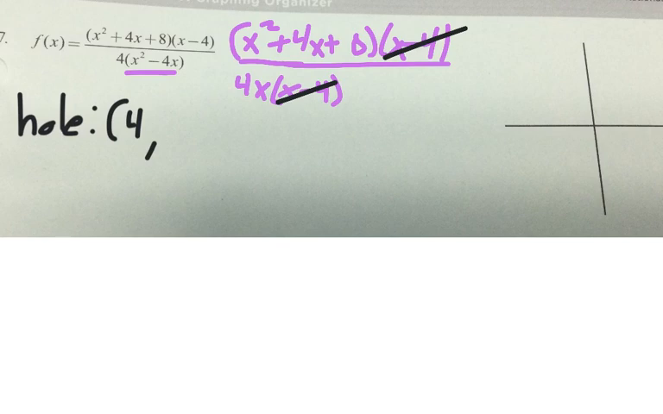Now to find the y value, we actually plug in 4 to everything that didn't cancel out. So if I plug in 4 here, that's going to be 16 plus 16 is 32 plus 8 is 40 over 4 times 4 is 16. So 40 over 16 is 2.5. So I'm going to have a hole in my graph at (4, 2.5). Good to know.